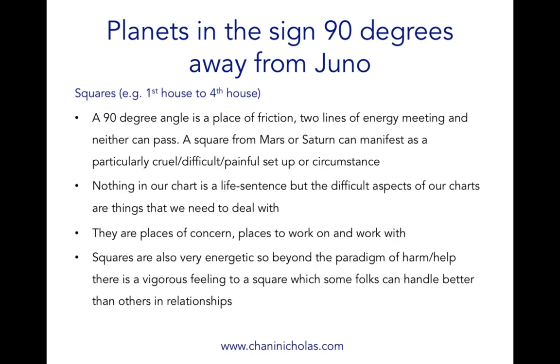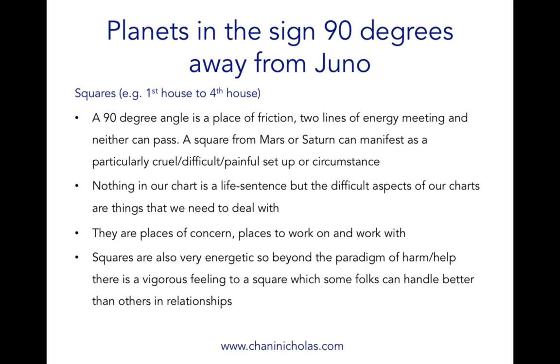A 90-degree angle is a place of friction, 2 lines of energy meeting, neither can pass. A square from Mars or Saturn, again, the 2 most difficult planets, can manifest as a particularly cruel, difficult, or painful setup or circumstance. Nothing in our chart is a life sentence, but the difficult aspects of our charts are things that we need to deal with. They are places of concern, places to work on and work with.